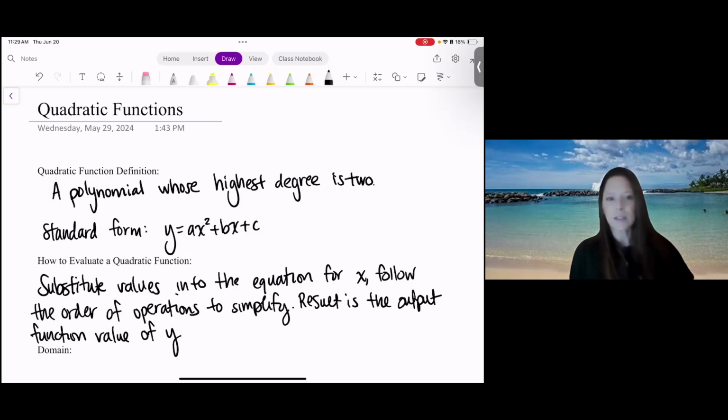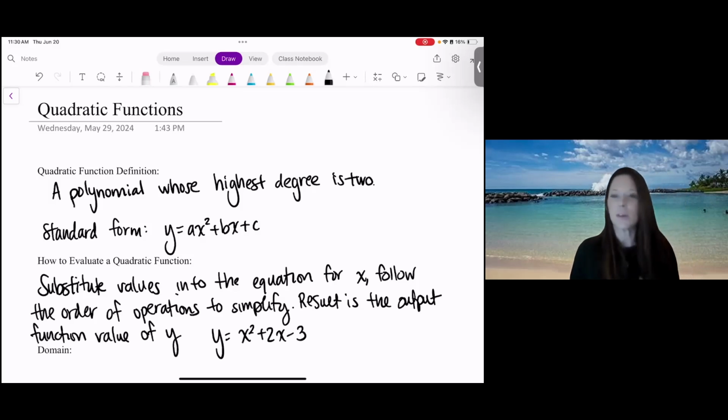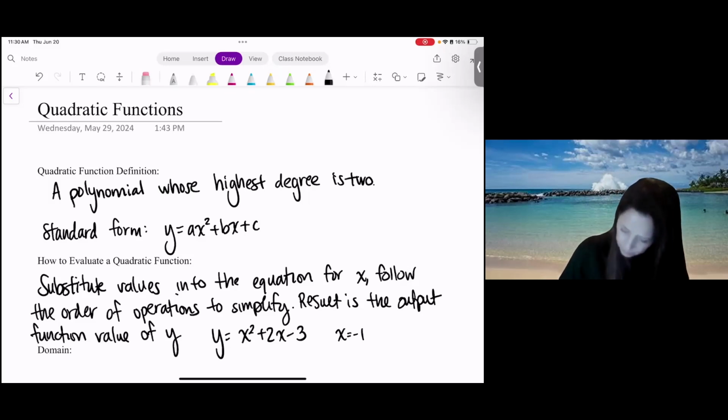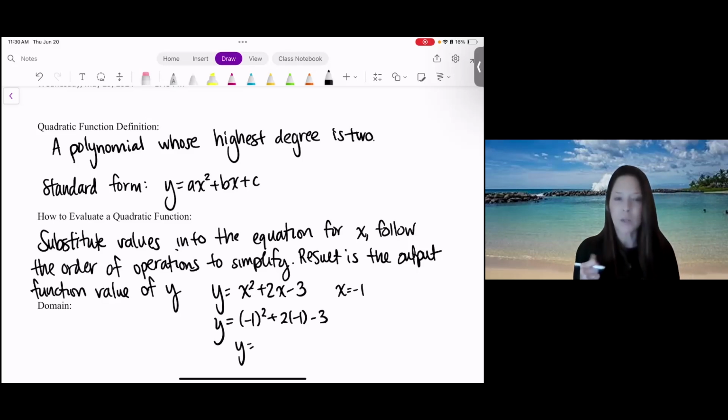For instance, if I said y equals x squared plus 2x minus 3, and I wanted you to evaluate for x equals -1, I would substitute in (-1) squared plus 2 times -1 minus 3. I'm going to do the exponent first. -1 times -1 is +1. Make sure you use parentheses on your calculator. If you don't, you'll get a negative out, and a negative squared is never negative.